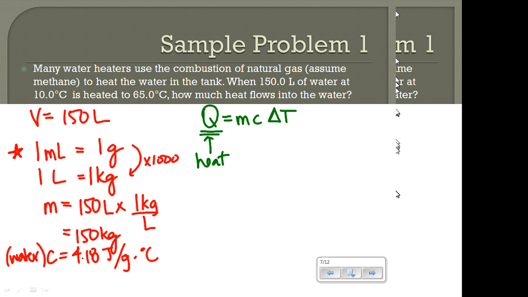Okay, and then the last thing you can do is your temperature change. So your delta T ends up being your final temperature, which is 65 degrees minus 10 degrees. Okay, so your actual change in temperature is 55 degrees Celsius. So now we can plug those three numbers into our equation.